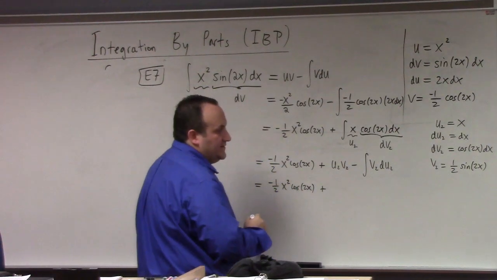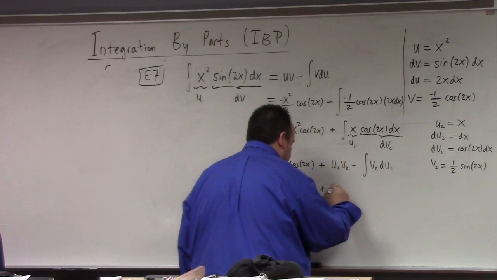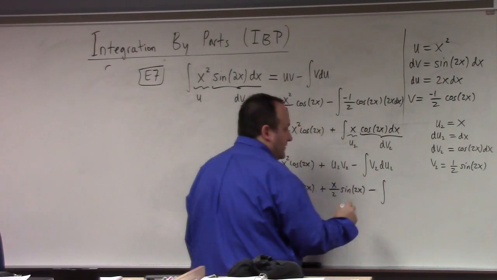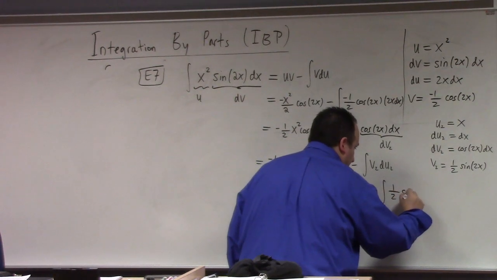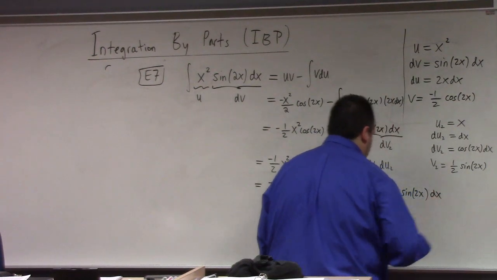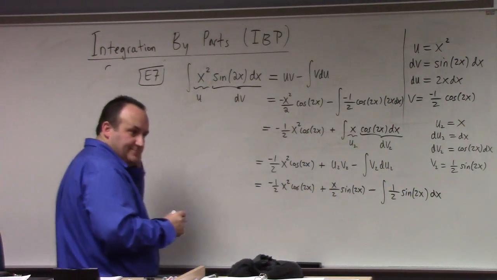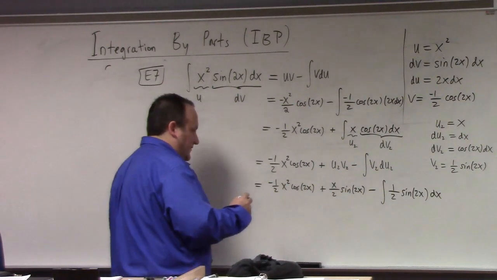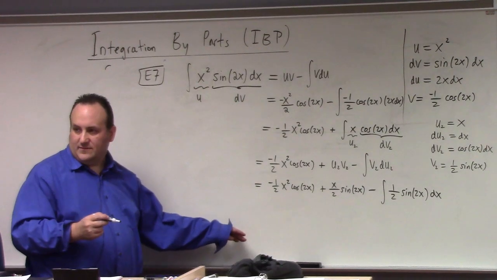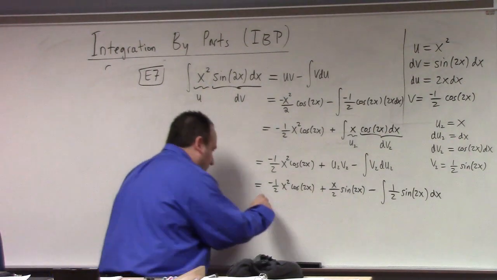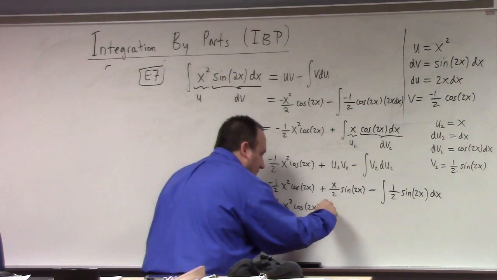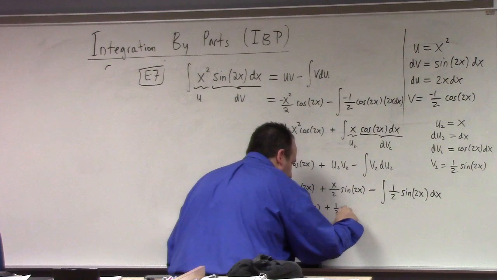all right, so u2 v2 is x over 2 sine 2x minus the integral of 1/2 sine of 2x times what was du2, oh, just dx. One more step, we're done, right? So we got ourselves to, and can you guys see if I write one more line down? I can. Okay. So minus 1/2 x squared cosine of 2x plus 1/2 x sine 2x.